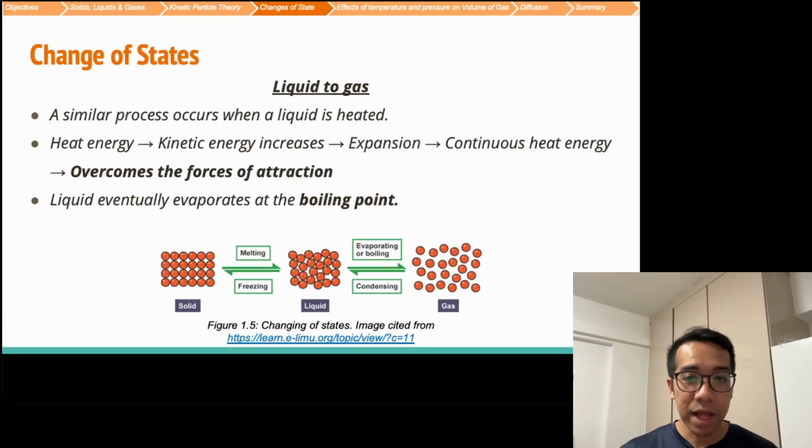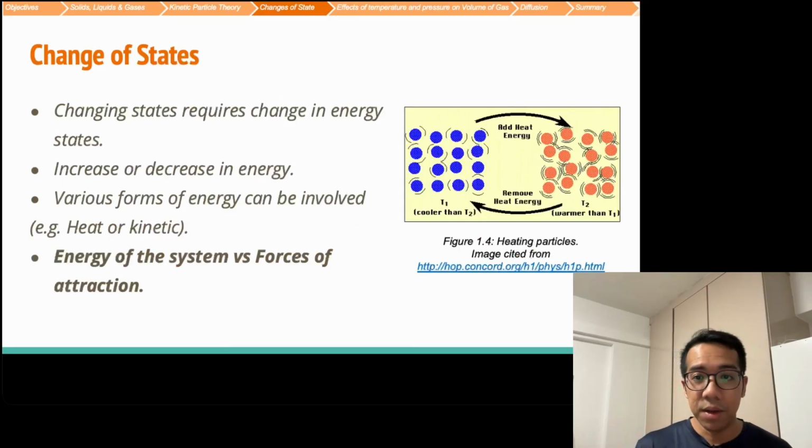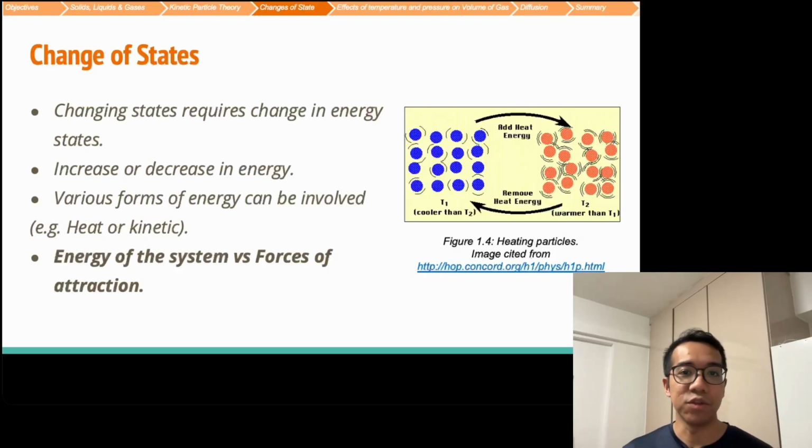I want to pause here a while and go back a few slides to point out an important point to help explain the previous two slides. As you can see, for the last two slides we were actually talking about the last sentence you see on this particular slide, and that is the energy of the system versus the forces of attraction. Again, you heat up the system, the kinetic energy of the system increases, that causes the weakening of the forces of attraction, causing the eventual change of state as well.